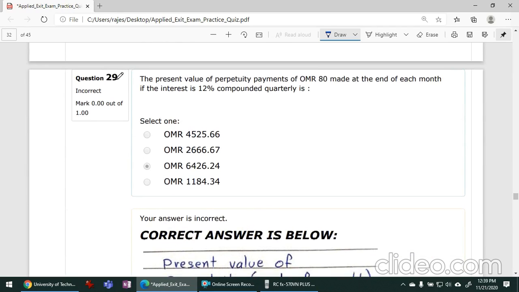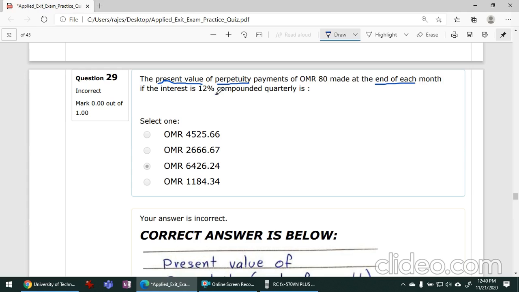Question number 29. The present value. So this is another rule: present value of perpetuity. When this comes, you should remember a rule. The payment is OMR 80, made at the end of each month, not in the beginning, made at the end of each month, if the interest is 12% compounded quarterly.